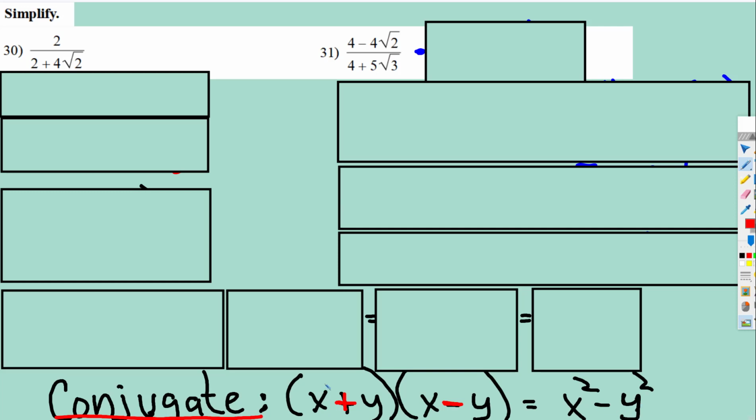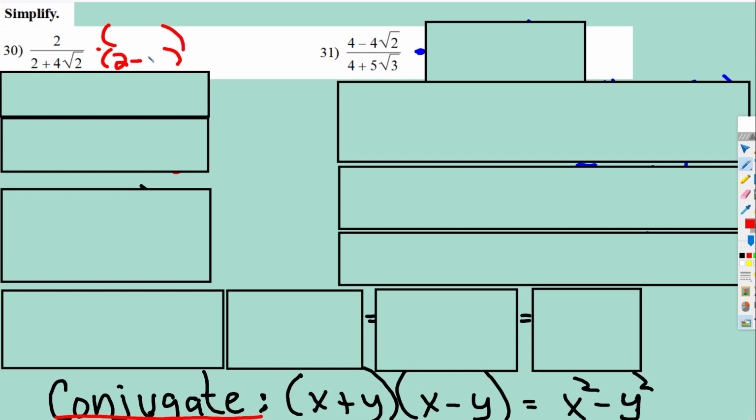Because look, if you ended up doing x times negative y, you have negative xy, and then if you multiply y times x, you'd have a positive xy, and those cancel. So the only thing you would have left is x times x, which is x squared, and positive y times negative y, which is negative y squared. The conjugate method cancels out those middle terms. So you're going to multiply top and bottom by the conjugate.